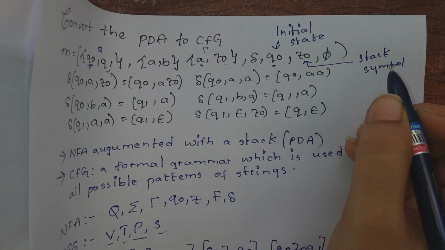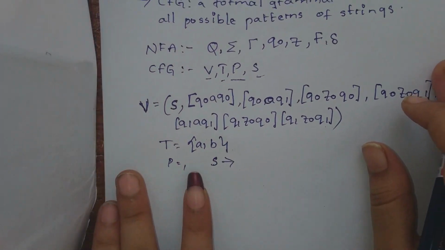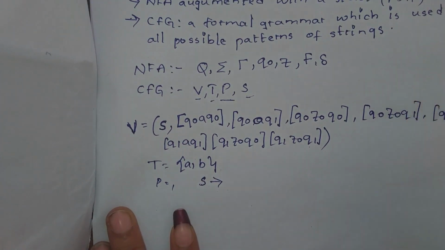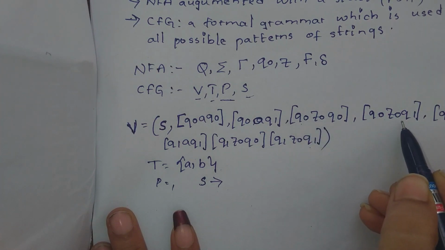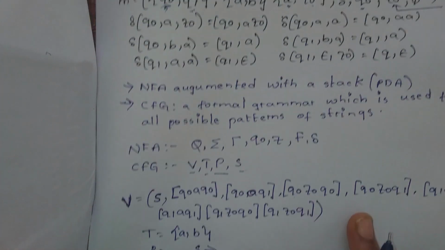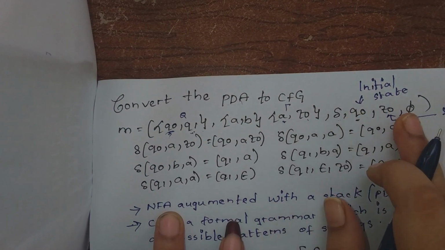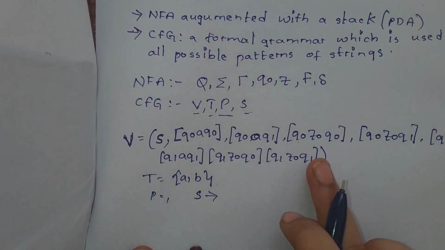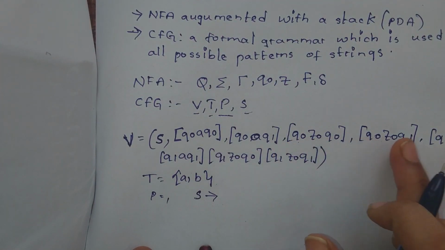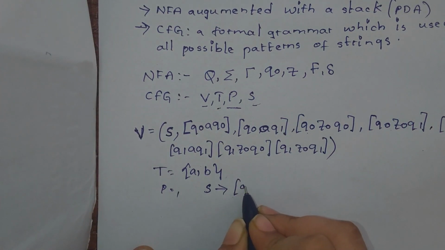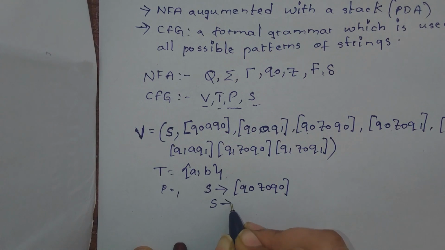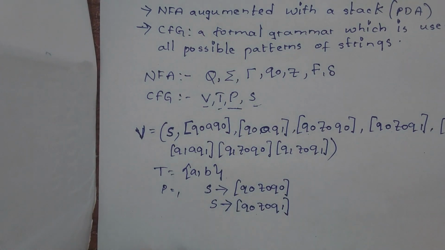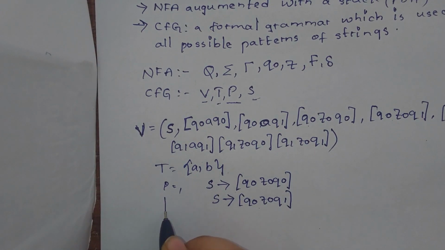So we are going to combine all these and check in the variables. We can have Q naught Z naught. In the set of variables, we have two combinations of Q naught Z naught. So we need to consider those as the start states: Q naught Z naught Q naught and Q naught Z naught Q1. So these two are the start states. And now we are going to write the production rules.